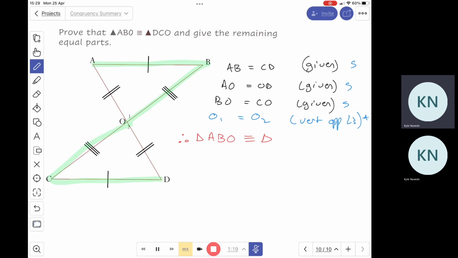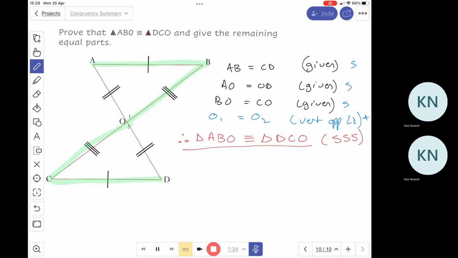So this is going to have to be from D to C to O. And my reason can be any of the following: side, side, side, or side, angle, side. And there we have it. That is congruency, and that is what we are looking to do.